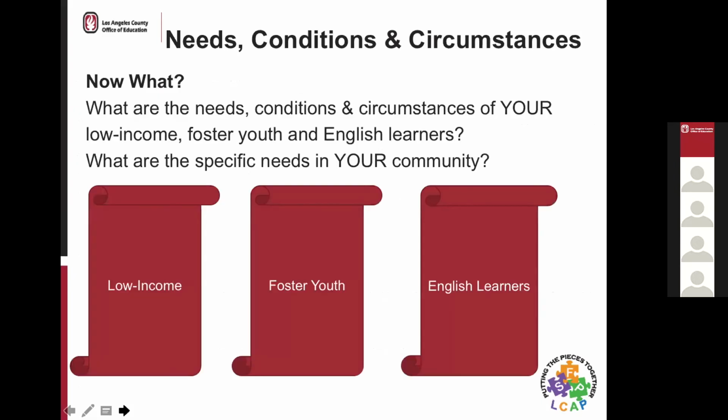So now what? What do we do with all this information? You know, this research is not intended for you to just cut and paste. It's really to be used as you take an in-depth look at the families and students in your community. Your community is unique. So if you were to place 3 pieces of chart paper on the wall, you would then ask, what are the needs, conditions, and circumstances of our low-income, foster youth, and English learners? What are the specific needs in our community?